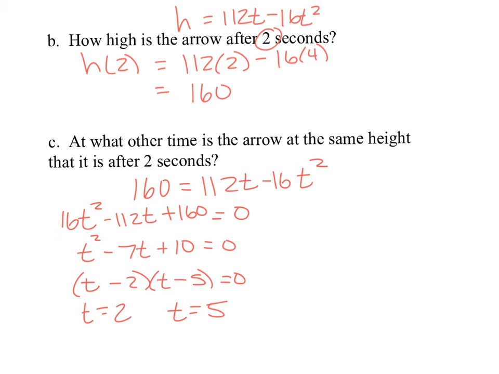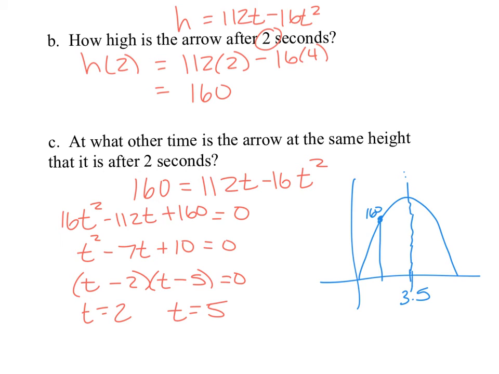Another way I've seen students do this is using our picture that we drew. This was 3.5, and we found 2 was 160. So if you reflect the 2 over your axis of symmetry, this is 1.5 away. So 2 plus 3 is 5. So that's another way, using the symmetry of a parabola.